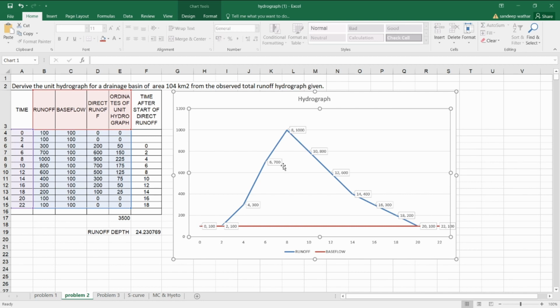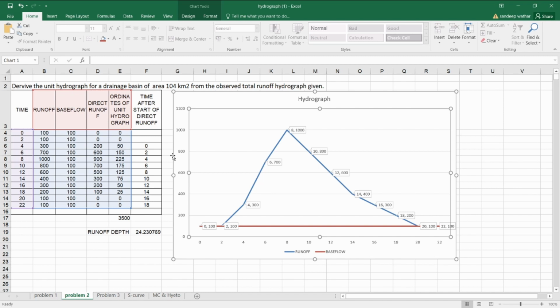hydrograph. If this separation is done, this top portion will represent your direct runoff hydrograph. The direct runoff hydrograph represents the water that is coming only because of the overland flow and subsurface flow, because I have derived base flow from this. This is how I have separated. Separation is done by the constant discharge method.